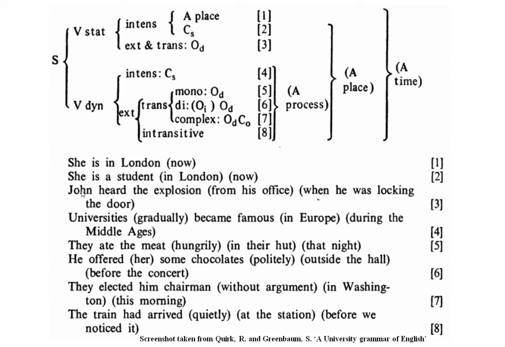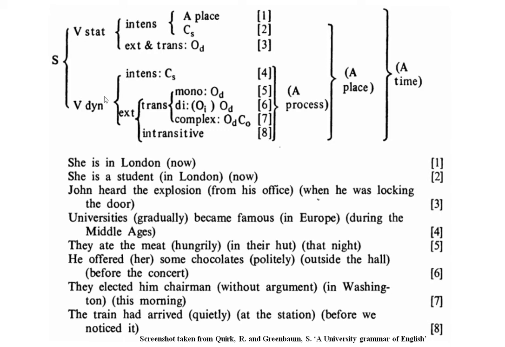While in sentence 3, "John had the exclusion," the verb here is a stative verb because it does not refer to an action, but it is an extensive stative verb because it's followed by what? By an object, the exclusion. So had here is an extensive stative verb.